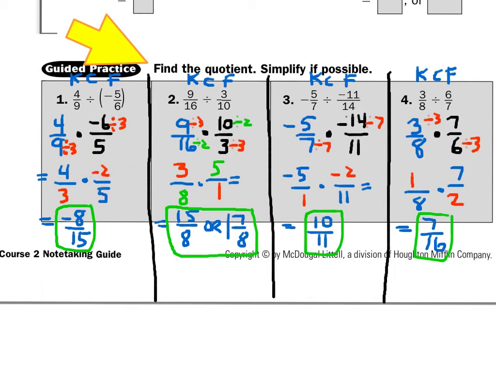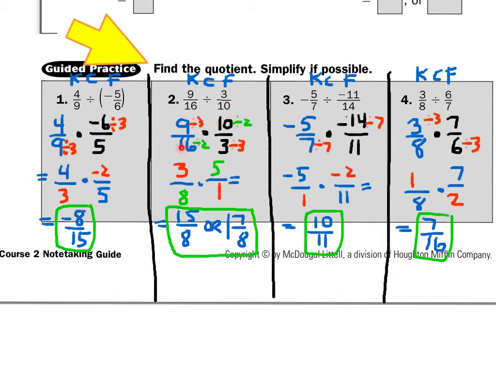And so now I multiply straight across. 4 times -2 gives me -8. 3 times 5 gives me 15. And I box my answer. Take a look at number 2. 9/16 divided by 3/10. Keep, change, flip. Keep that first fraction the same, 9/16. Change division to multiplying. Flip that second fraction, 10/3.